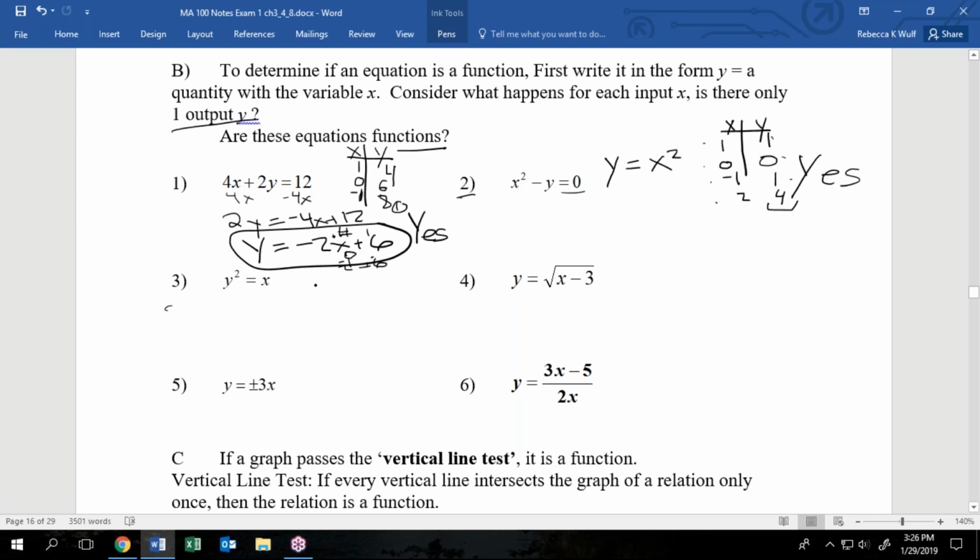Now, if you know how to solve that for y, that's fine. Or if you think you know how to solve it for y, that's fine. I'm just going to go straight to the table here. This time I wrote -1, 0, 1. That's fine, I hope.